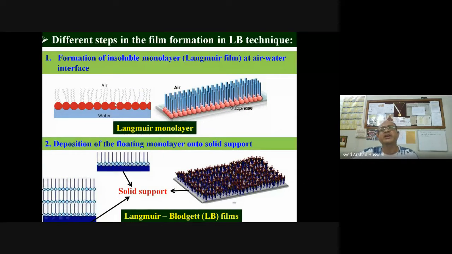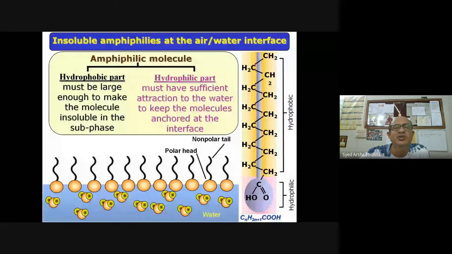So in the Langmuir-Blodgett technique, typically there are two main steps. First, one has to prepare an insoluble floating monolayer at the air-water interface. This is known as the Langmuir monolayer. Then this floating film has to be transferred onto a solid support or solid substrate. This is known as the Langmuir-Blodgett film. So let us see how this can be done.